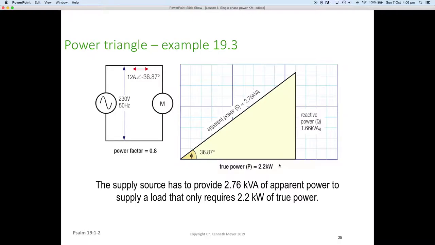36.87. Remember, this is a phasor diagram and it's rotating in this direction, so it's rotating around anti-clockwise. Therefore, the apparent power, the angle is a lag. The true power is lagging the apparent power.